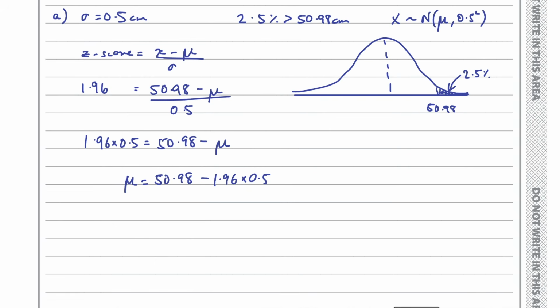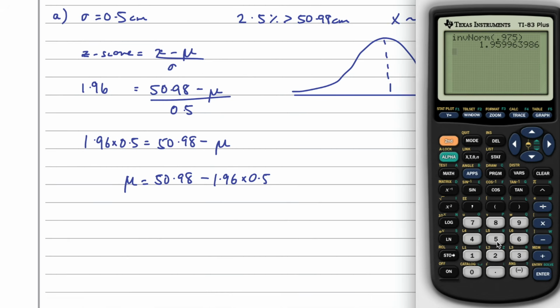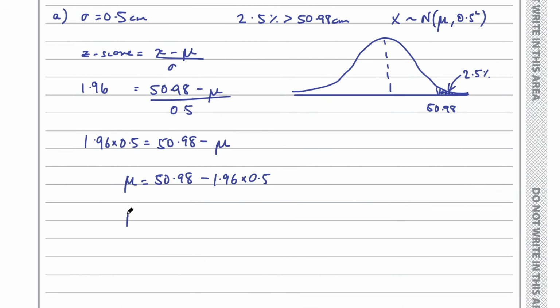So let's go ahead and put this into a calculator to see what we get. So we've got 50.98 subtract 1.96 times 0.5, and we get 50. So a nice even 50 centimeters for the mean. Okay, now it's going to make finding that probability fairly easy.